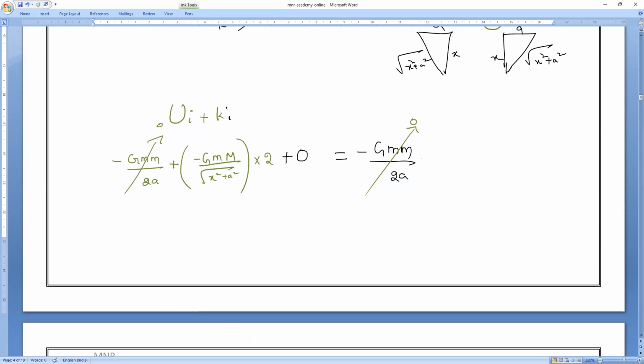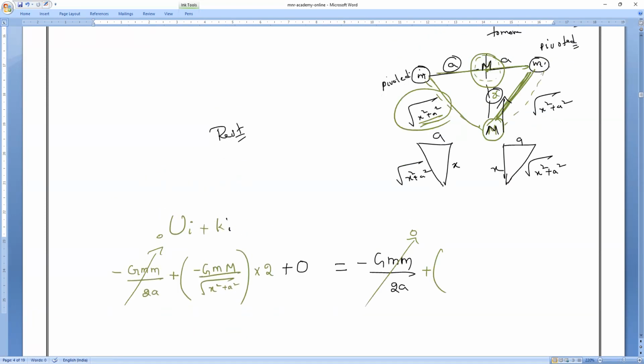Everybody, please respond. Next, plus, this one. So this body came up. Can you tell me what that is? If you take any two bodies, let me take this or this, what is the final? Minus G into capital M into small m divided by the distance between them, which is A, and 2 times is there. So can I multiply with 2? Any doubt, please? Yes?